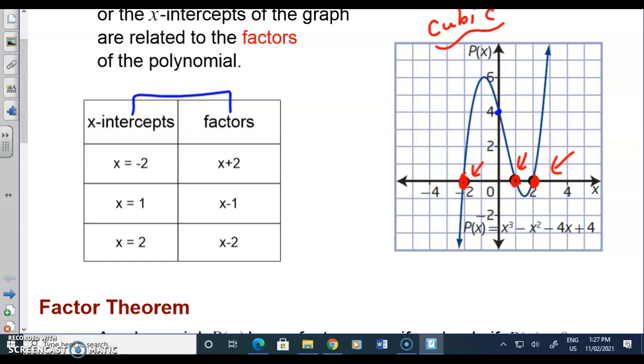If I tell you that x plus 2 is a factor, then what that means is if I set it equal to 0, then x equals negative 2 is an x-intercept. Similarly, if I give you x minus 1 as a factor, then when I solve it, x equals 1 is an x-intercept. So that's the relationship between factors and x-intercepts. And we're going to learn strategies on how to find the x-intercepts without giving a graph.